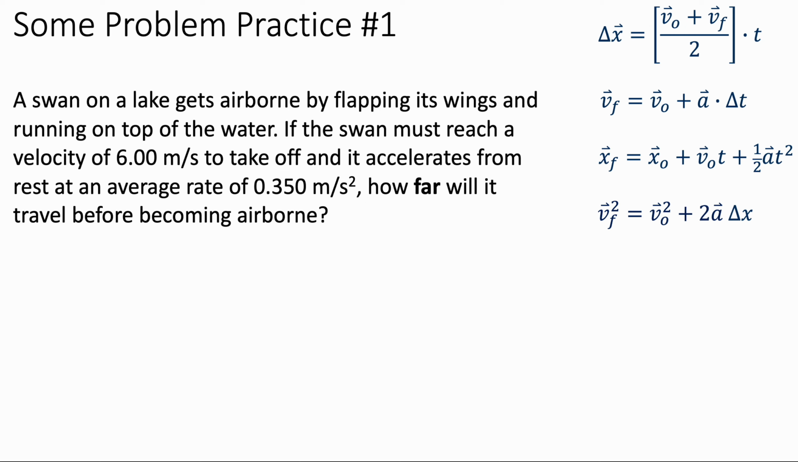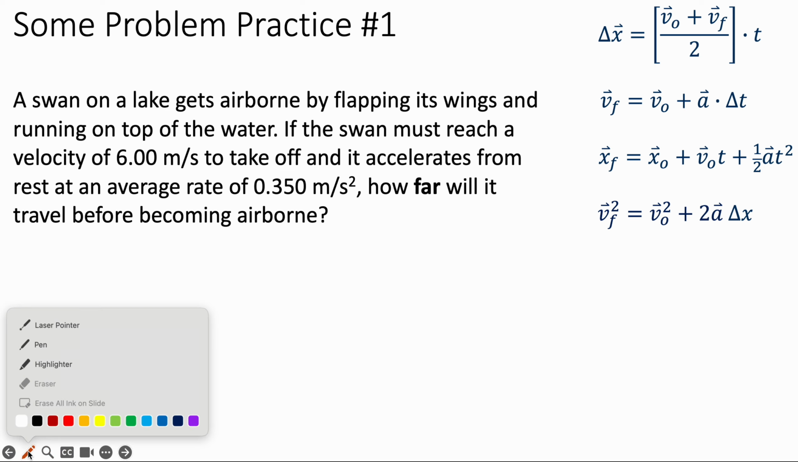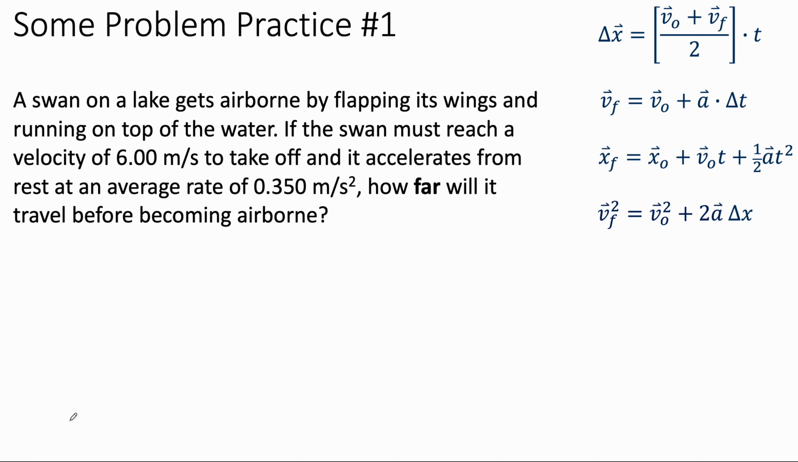So let's take a look at a couple different problems. Here we have a swan in a lake. It's airborne by flapping its wings and running on top of the water. If the swan must reach a speed of 6 meters per second to take off, and it accelerates from rest at an average rate of 0.350 meters per second squared, how far will it travel?